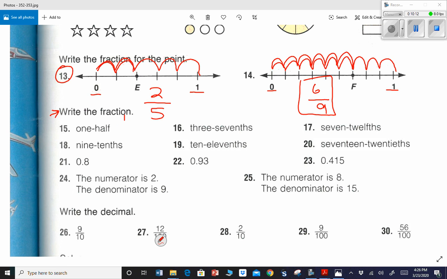1/2 looks like that. 3/7, 7/12. I think we could do this all day. I hope you can. 18 is 9/10, 10/11, 17/20. Okay, those are pretty easy.